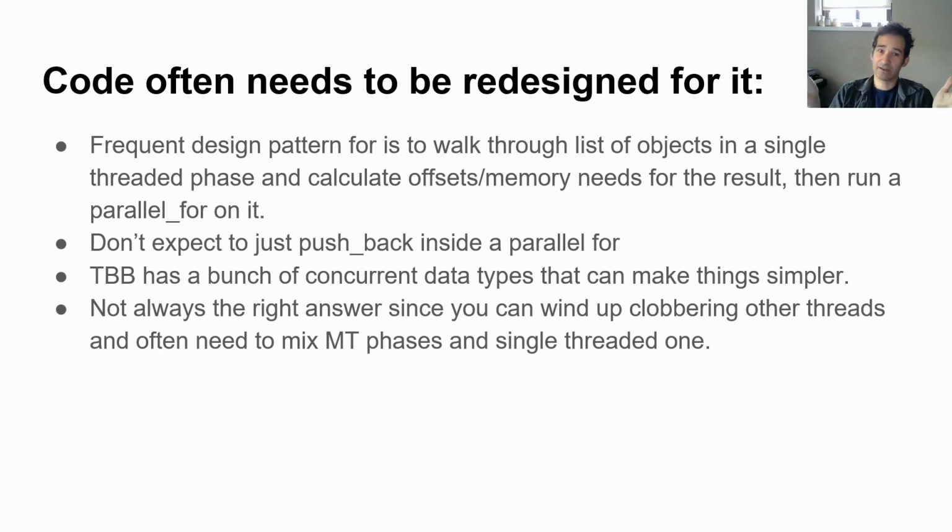You've got to be aware, you can't just push back inside a parallel for. You might need a concurrent vector. Those are going to be more expensive. You have to think about, what am I doing in this parallel for? Is it just data local, or am I touching other things? And if I'm touching other things, then I might need mutexes and more careful design. So for me, it's been pretty common to have a single-threaded phase and then a multi-thread phase. But TBB does have a bunch of concurrent data types that can help.